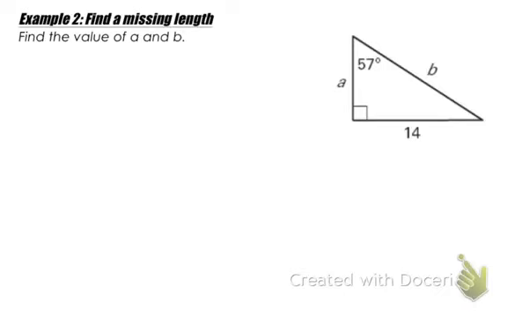Alright, so example 2, we still have to find the missing length. So in this specific question, we have to find the length of A and B. So there's two things going on, but I highly encourage that you select one side to focus on and don't worry about the other one until later. And we have to use trig in order to do so. So let's first write down SOHCAHTOA.